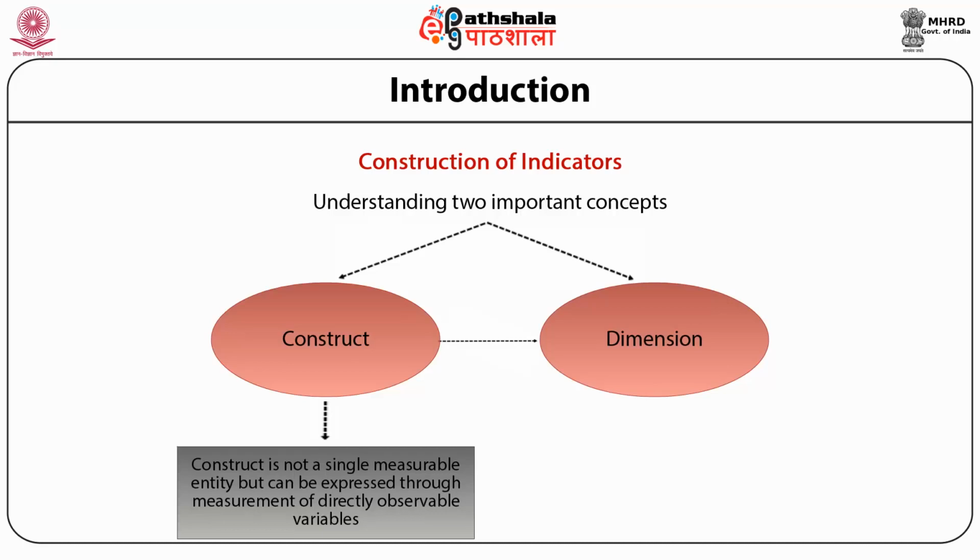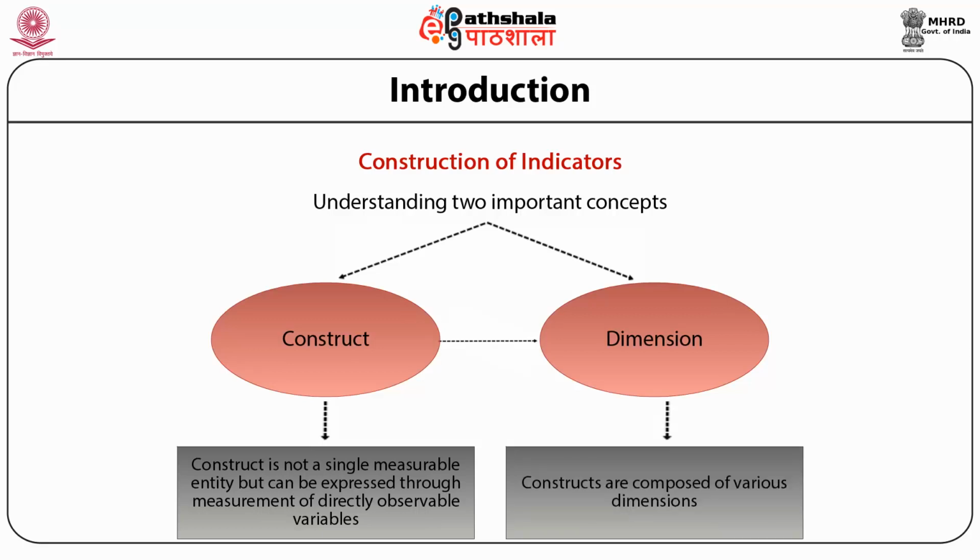Construct is an entity that cannot be directly measured, such as creativity, performance, intelligence. As you can see, we cannot directly measure them, unlike variables such as weight, blood pressure and temperature that can be measured on a scale. Thus, we have to apply indicators for measuring these constructs. Constructs are composed of various dimensions.